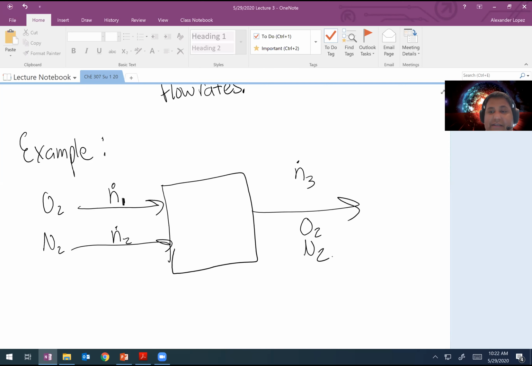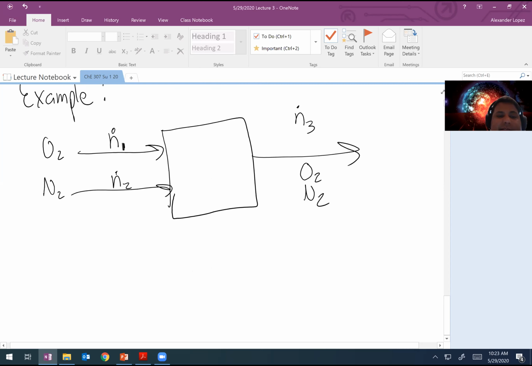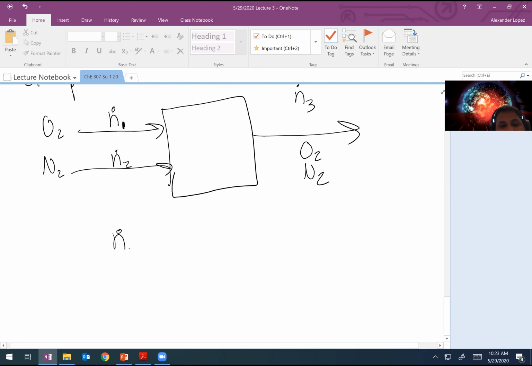Well, one of the ways I can do that is through relationships and through what's called taking a basis, or a basis of calculation. For example, let's say that N1 is 1/3 N2. All right, I've made a specification for the flow rates, a comparison between my N1 molar flow rate and my N2 molar flow rate. So that gets me closer to specifying this problem. However, I still don't know enough information to solve this problem.